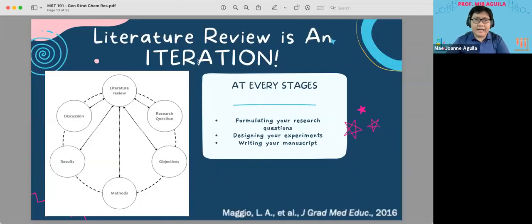So it is in itself an iterative process. With literature review, you're asking research questions, you're formulating your objective, you're designing your methods, you're interpreting your results, and you're making conclusions. At all these steps, you need to validate it with literature.